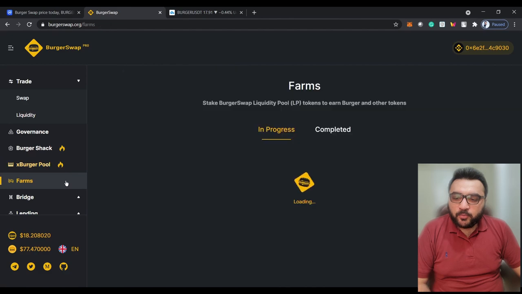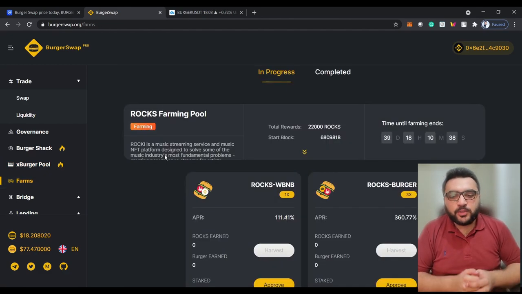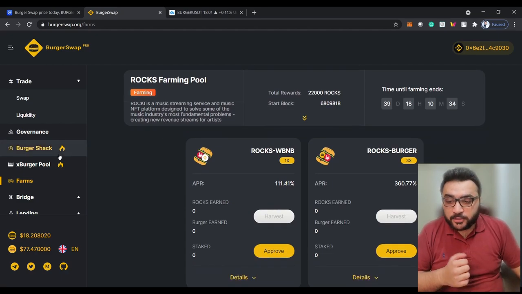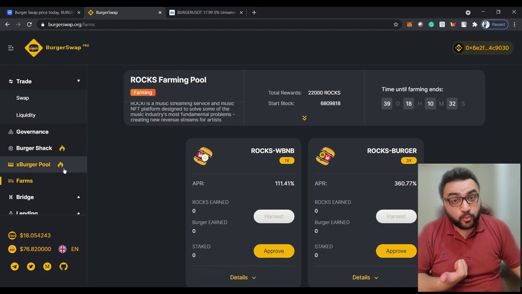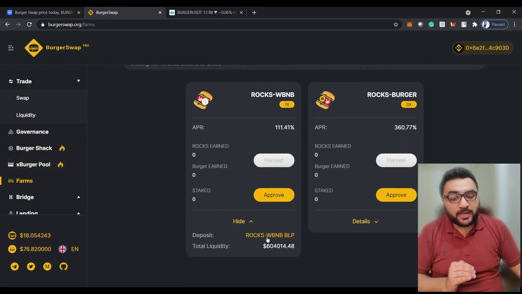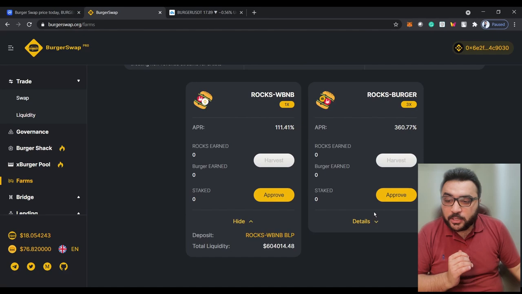Okay, so moving on to farms. I think they usually put new stuff here, and again, similar to the X Burger pool, you can come up here, deposit the respective liquidity token, and earn the respective APY with respect to the farm you are on.